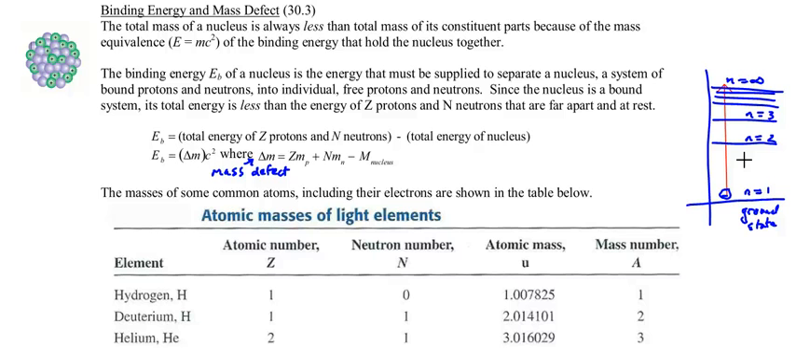In the next example, you're going to be asked to find the mass defect, the binding energy, and even the binding energy per nucleon.